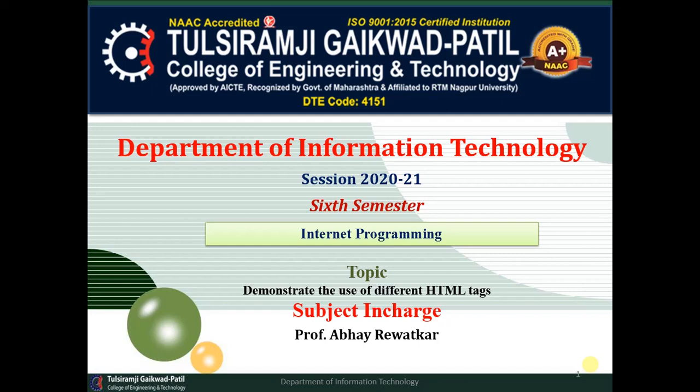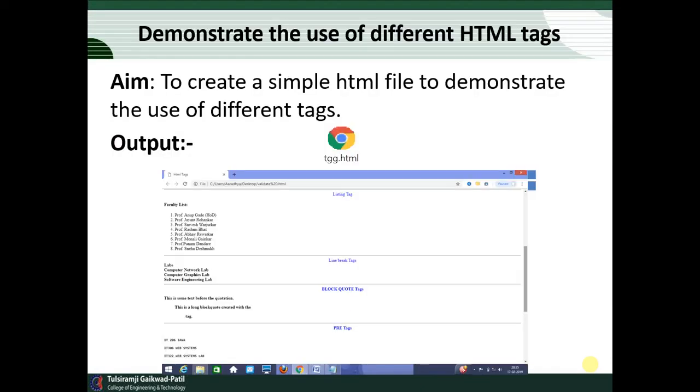Here we are going to discuss practical number 4. The aim of the practical is to demonstrate the use of different HTML tags for the Internet Programming subject. The aim is to create a simple HTML file to demonstrate the use of different HTML tags. Here you observe the output.